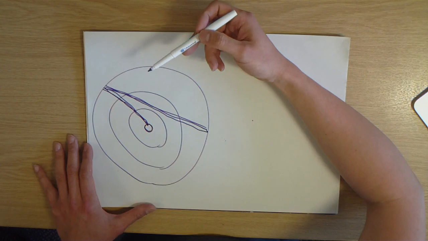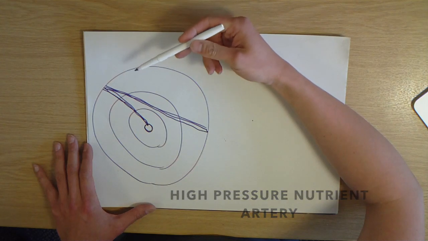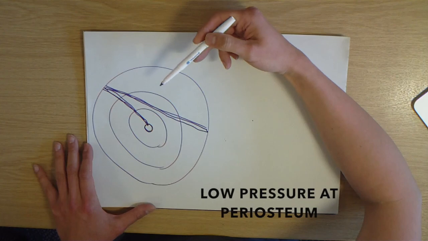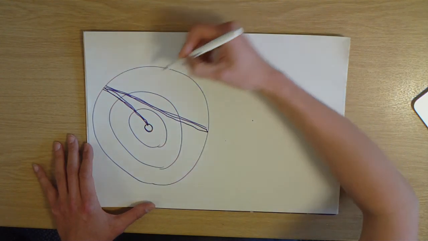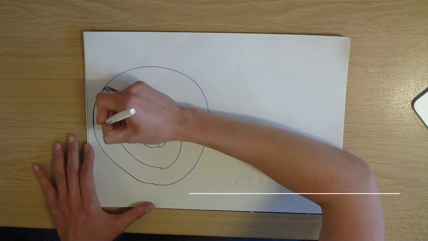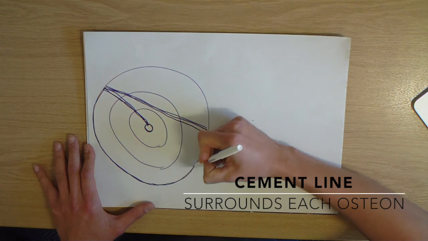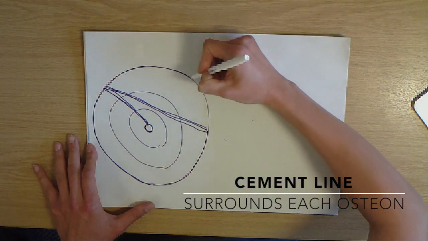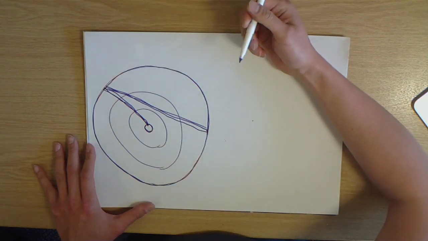So that's from an inner high pressure nutrient artery with blood flow centrifugally outwards towards the low pressure periosteal surface. Around the outside of the osteon are cement lines, and these are potential areas of weakness where cracks can propagate. There are no collagen fibres which cross the cement line.